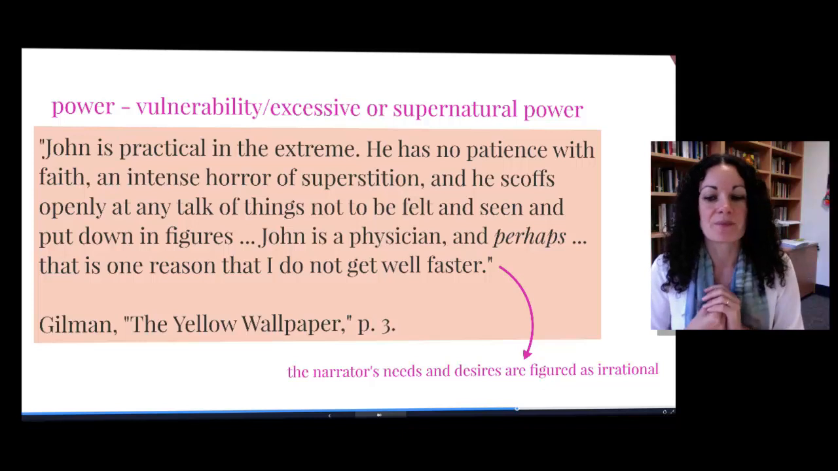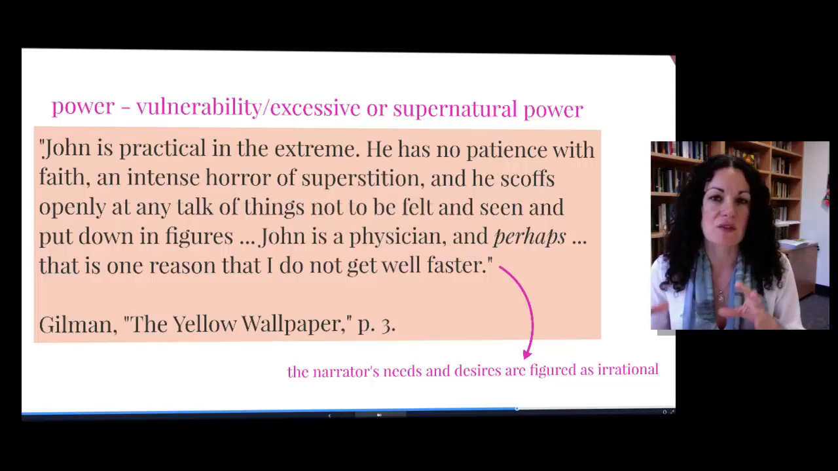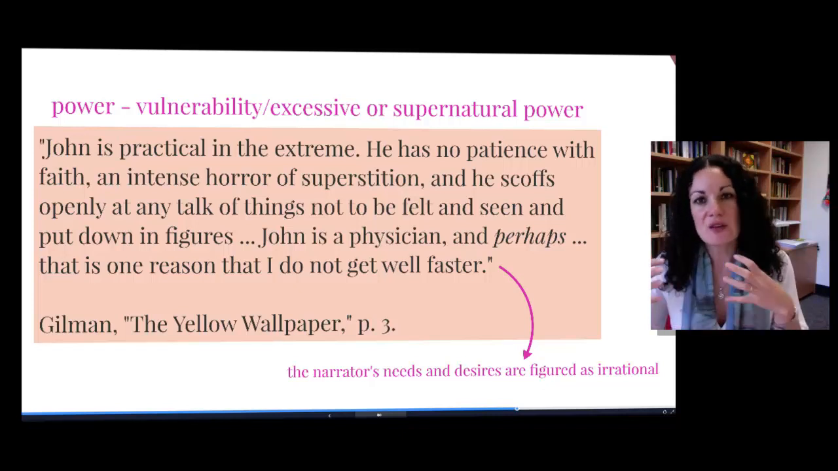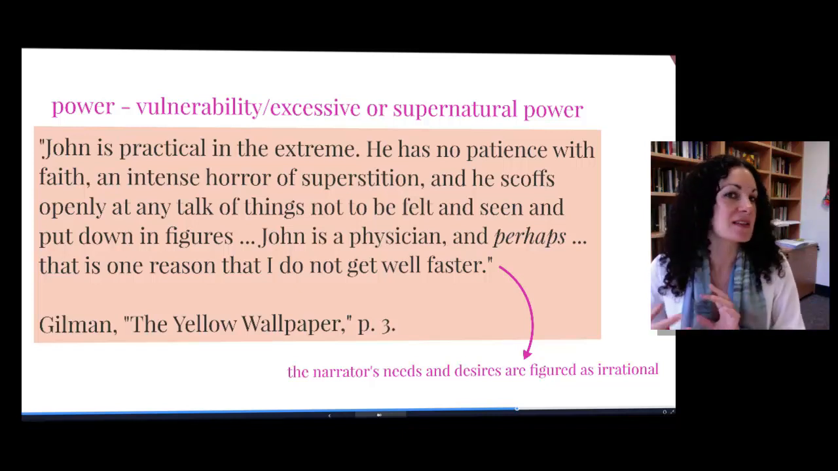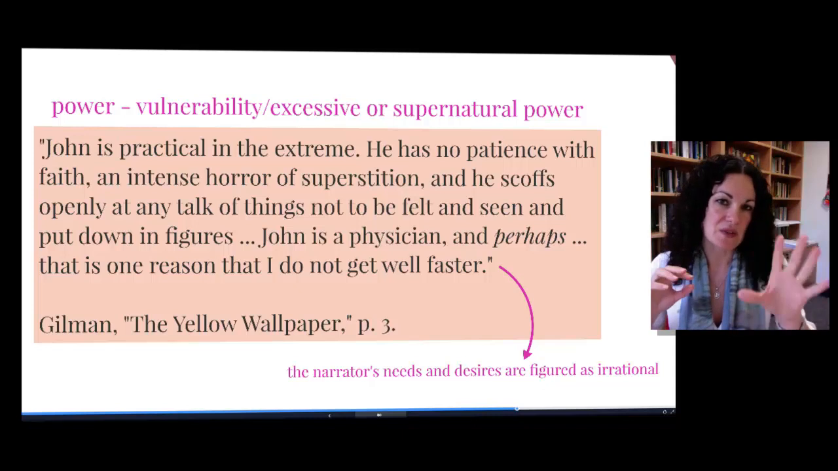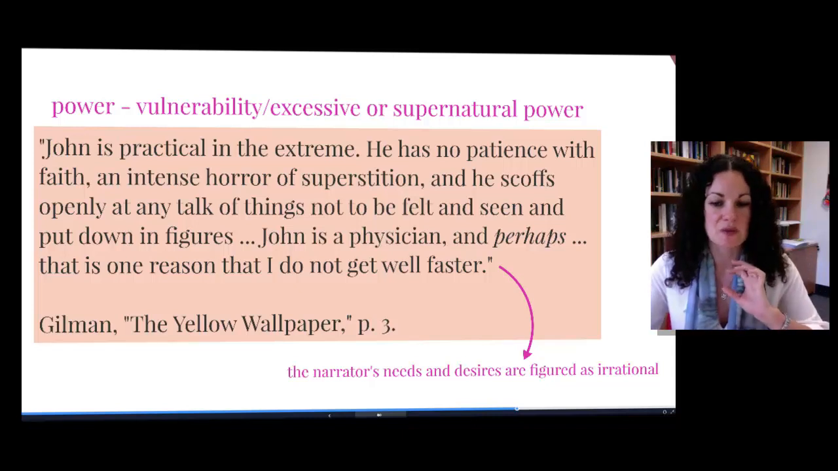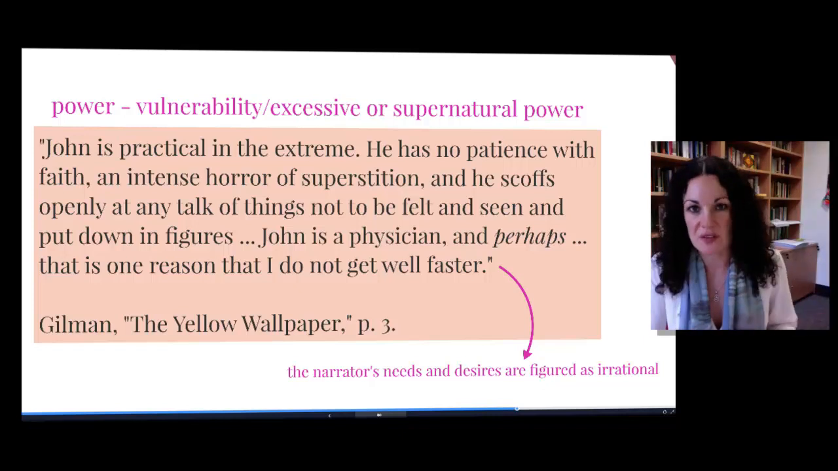well faster. There's also a kind of distinction being made here, I think, in the story between practical medical scientific thinking that John embodies as a physician, and the woman's own needs and desires, and they want to write and to use the imagination and to think and to be and to work. And so we can see there's a dichotomy there as well between science and the imagination that's being set up in the story. And certainly in the story, the narrator's needs and desires are figured in all sorts of ways as irrational, because they're figured as in opposition to this figure of John, the physician, the man of science.